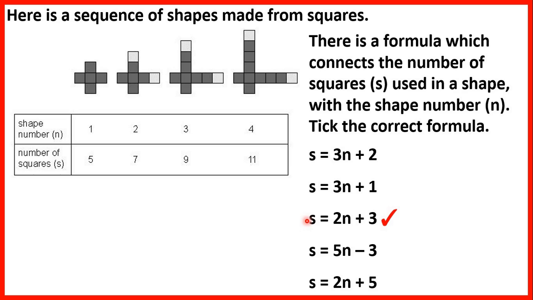So this formula here is the correct formula. That's s equals 2n plus 3. Because if we multiply the shape number by 2 and then add 3, we get the number of squares in the shape.